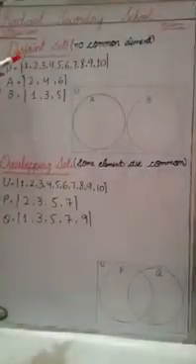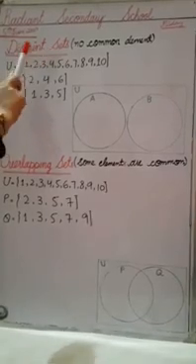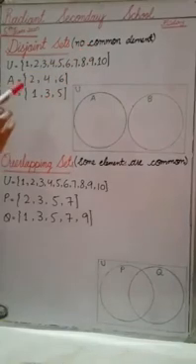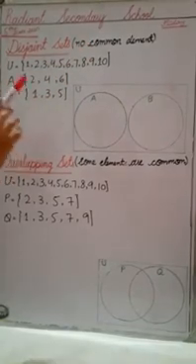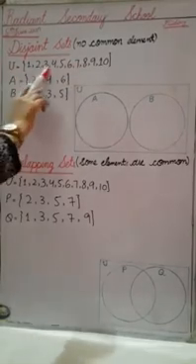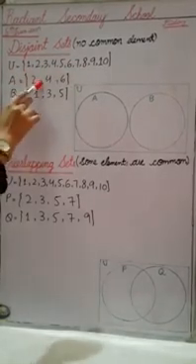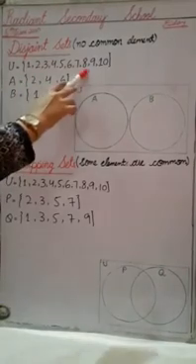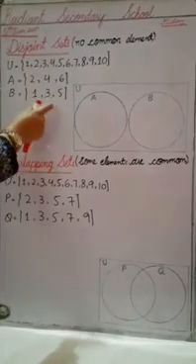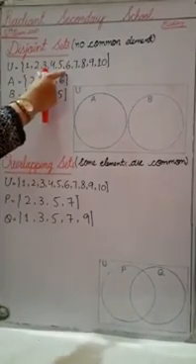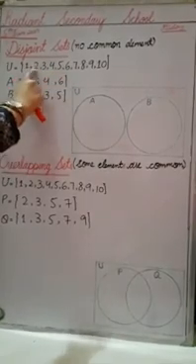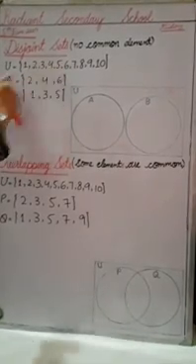Okay class, now the first case is disjoint sets. Disjoint means when there is no common element. When there is no same element, then it is called a disjoint set. As you can see in this example, this one is the universal set and these two are the subsets of this universal set. All the elements of sets A and B are taken from the universal set. 2, 4, 6, 1, 3, 5. All the elements are taken from this.